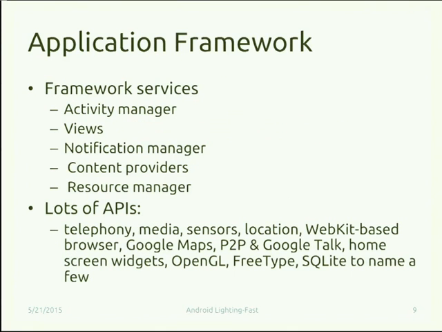Okay. So we already said something about the framework and the manager we have. Just a quick overview of the many APIs we can exploit. We can exploit APIs for calling, so telephony APIs, for playing media, audio or video, accelerated using the hardware drivers, basically. Sensors. Typically, low-end devices have at least the accelerometer on board. The highest-end devices have also luminosity sensors, NFC readers, and so on. Location, browser, maps from Google, peer-to-peer and Google Talk APIs.